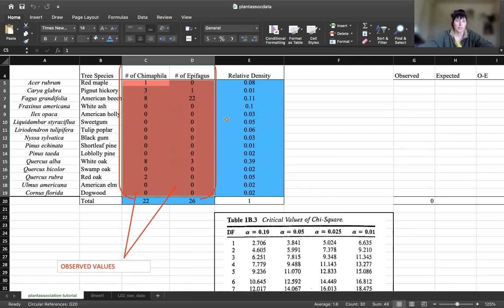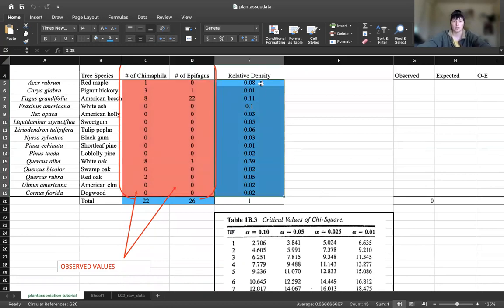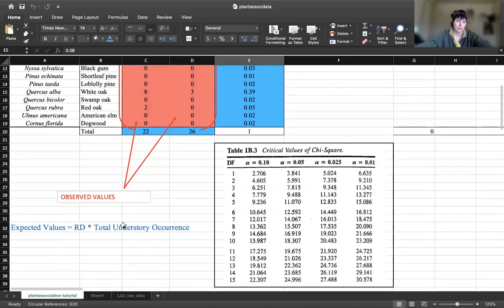And the relative density was independently determined using the point quarter sampling method. And we can use the relative density and the total number of occurrences of each understory species to determine the expected values that we can use for a chi-square test. Right here, you can see the formula for the expected value is the relative density times total understory occurrence. So this column multiplied by this column for each species independently.